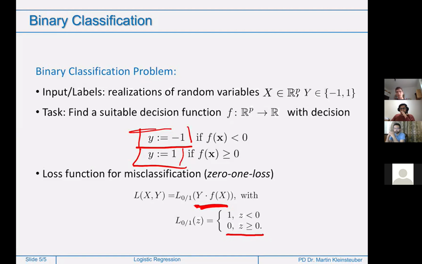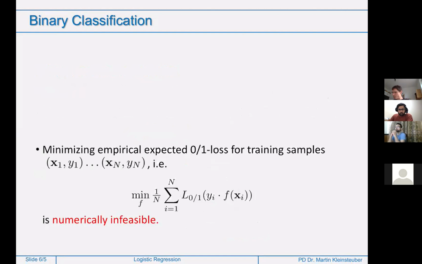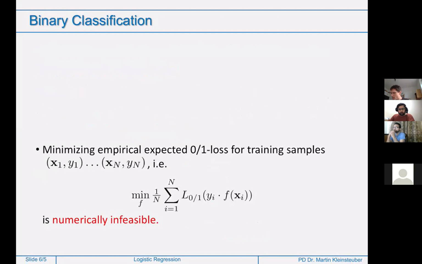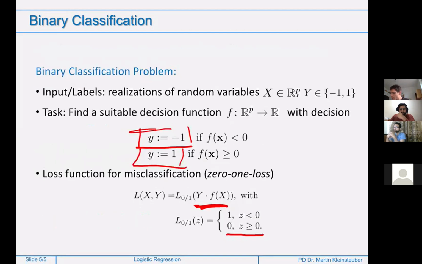Is that fine? I have the feeling I'm too quick. No, is that fine? I can't hear you. I think it's fine. Okay, good. So, just count the number. What happens with these slides here? Okay, good.